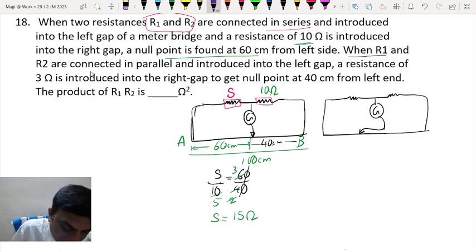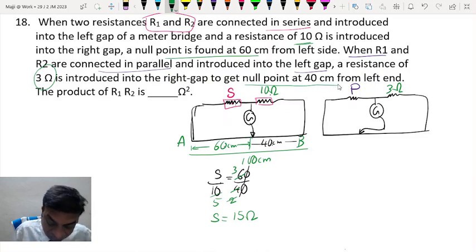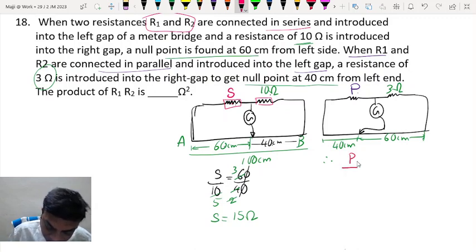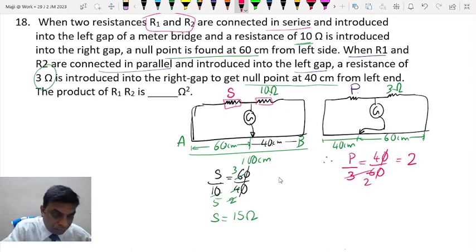Next, they have now been connected in parallel. Let us say the equivalent resistance is P, introduced in the left gap, and a 3 ohm resistance is introduced in the right gap. This time the balancing length is 40 cm from the left end. So this length is 40 cm. So obviously this will be 100 minus 40, that is 60 cm. So again, if you apply the principle of Wheatstone bridge, we have P upon 3 is equal to 40 by 60. So the zeros get cancelled, and P is equal to 2 ohm.